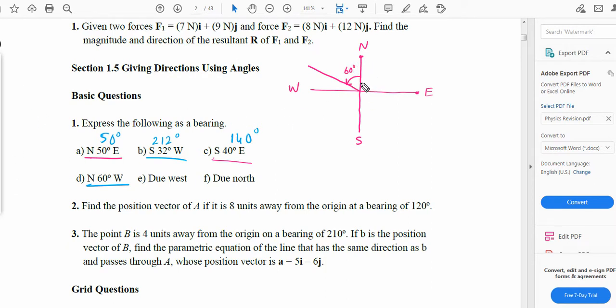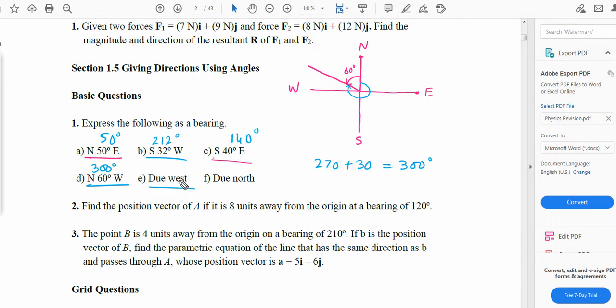So from the north we have to move in the clockwise direction. This is 90°, 180°, 270° plus 30°, because the angle from here to here is 60, so the remaining angle will be equal to 30. So it will be 270 plus 30, that would be equal to 300. So the bearing for option D will be 300°.